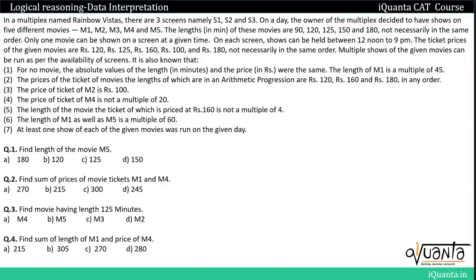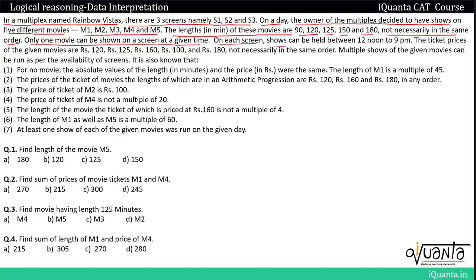Hello everyone, let's look into a puzzle. In a multiplex named Rainbow Vistas, there are 3 screens, namely S1, S2 and S3. On a day, the owner of the multiplex decided to have shows on 5 different movies, M1, M2, M3, M4 and M5. The lengths in minutes of these movies are 90, 120, 125, 150 and 180, not necessarily in the same order. Only one movie can be shown on a screen at a given time.